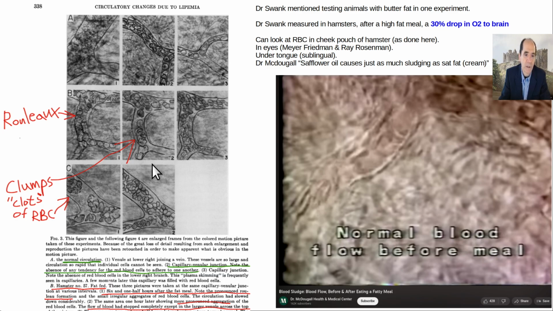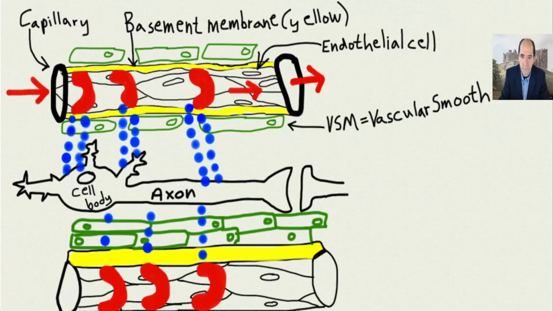This is from a paper of Dr. Swank showing the red blood cells clumping together after eating a high-fat meal. Okay, diabetes, insulin resistance is primarily caused by increased dietary fat, especially sat fat. And then diabetes itself is subsequently damaging to the arterial wall. Hypertension from the high pressures is damaging to the arterial wall.